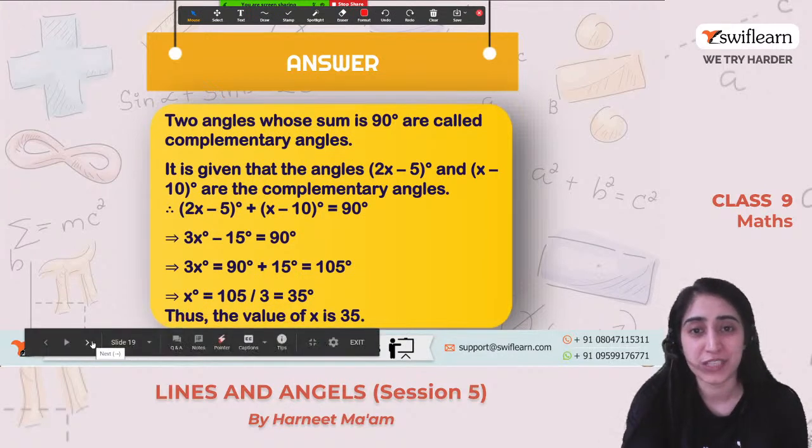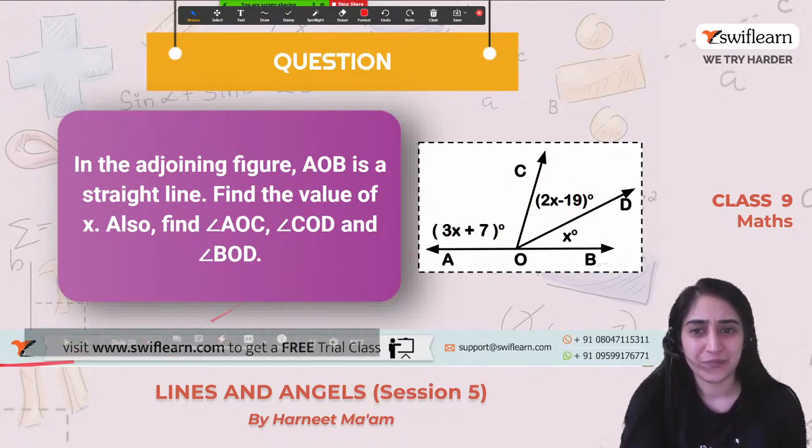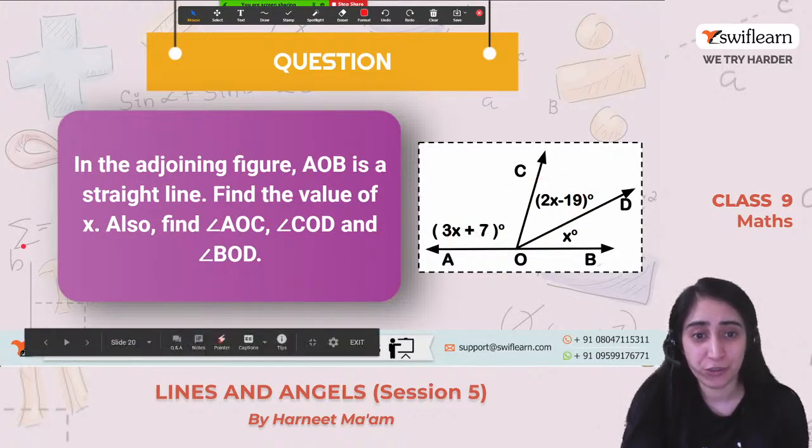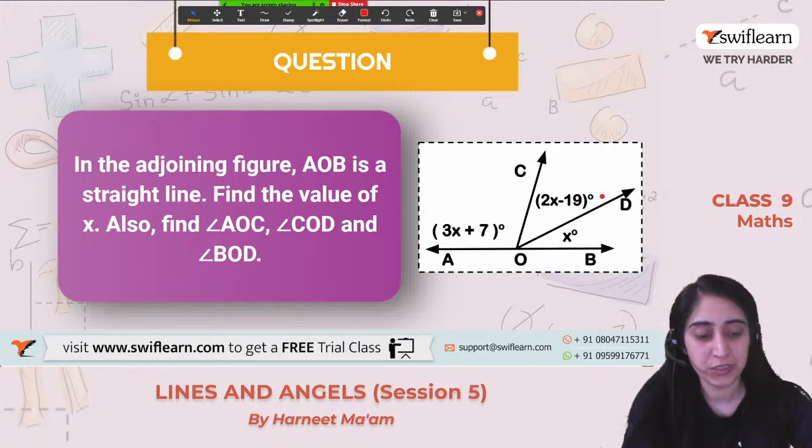Okay, let's move to the next question. This is easy. I hope you all will be able to do it. Let's see. In the adjoining figure, AOB is a straight line. So it's a straight line. We have to find the value of x and also the angles AOC, COD, BOD. Let's see who is able to do this. Quickly, you can do it.